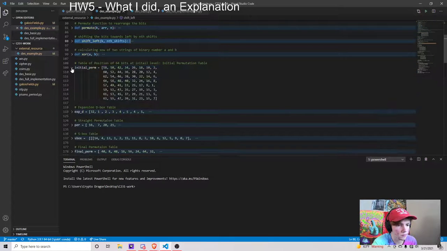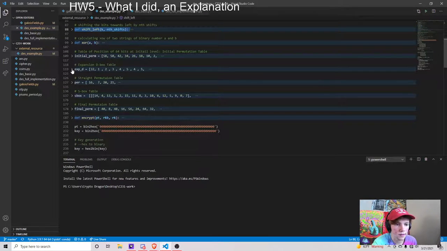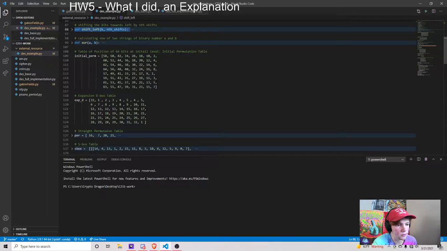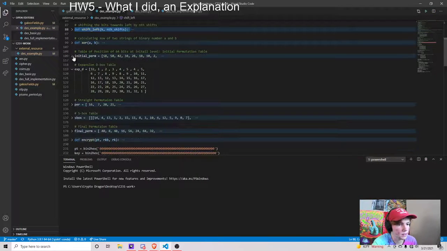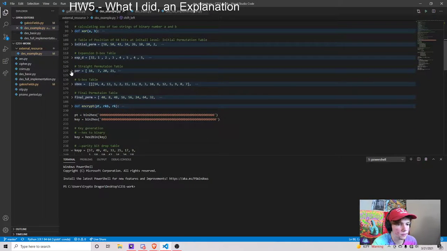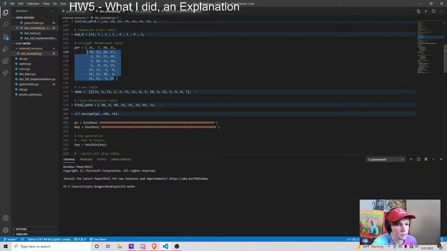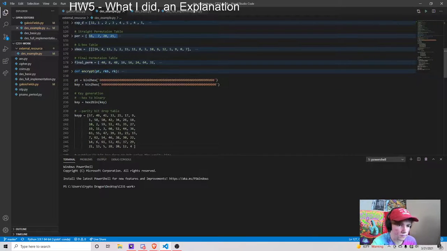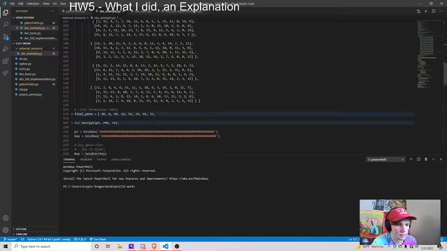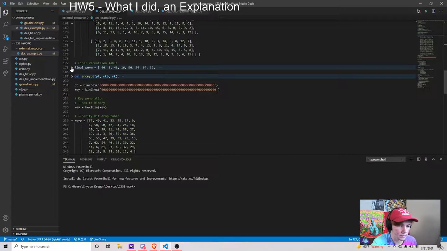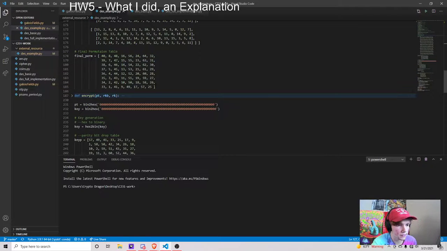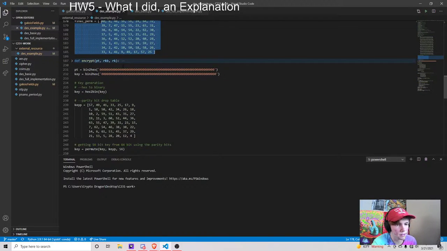Then we have our initial permutation table, which will take 64 bits to 56 bits. Then we have our expansion D-box, which will expand the key. Then we have a permutation table, which will be the round permutation of the result. Then we have our substitution boxes, as I showed you from notes, for my submission, and our final permutation value, which is the inverse of the initial permutation.